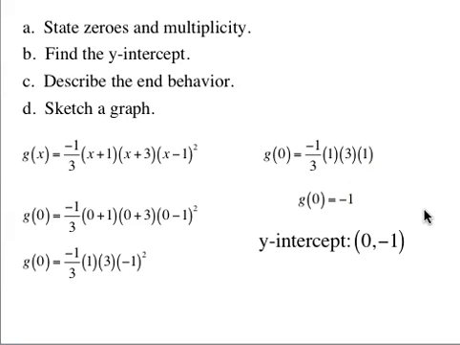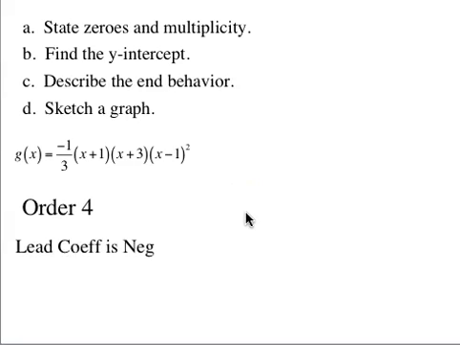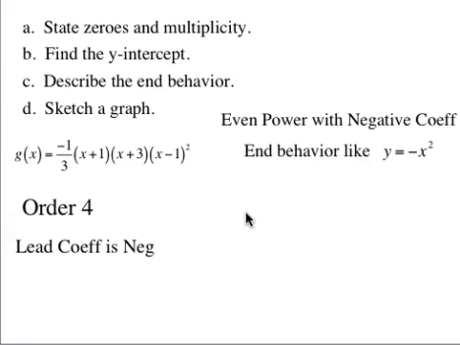Now regarding the end behavior, what's my order here? x to the first, x to the first, x to the second. This is like order 4. But the leading coefficient is negative. So it's going to behave like an even power with the leading coefficient negative. Even power x squared, leading coefficient is negative. It's going to behave like negative x squared.